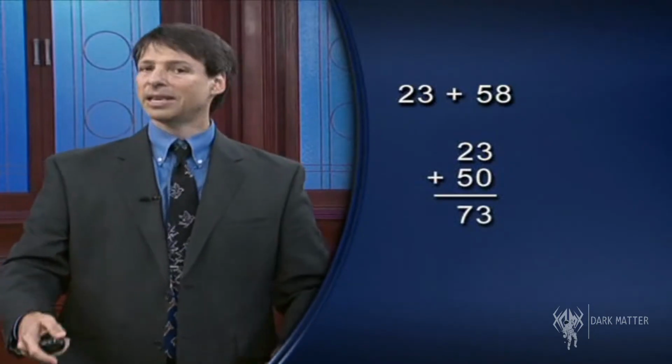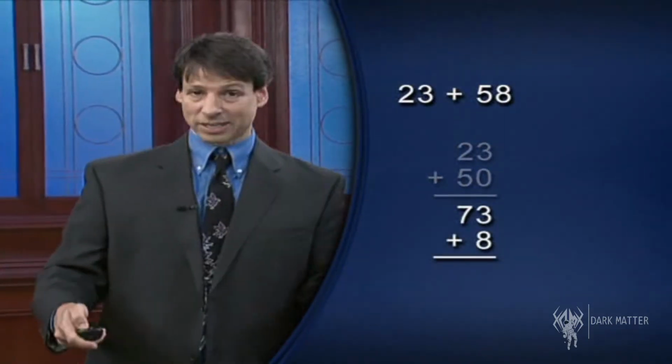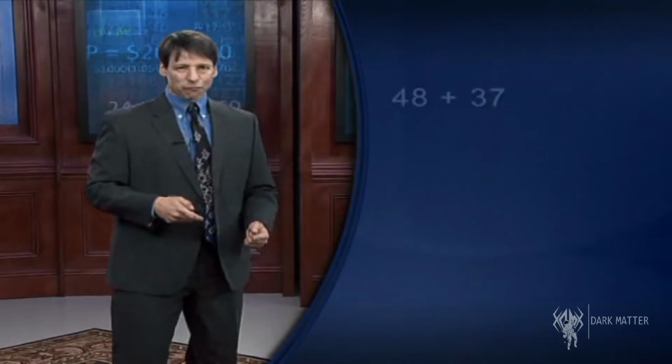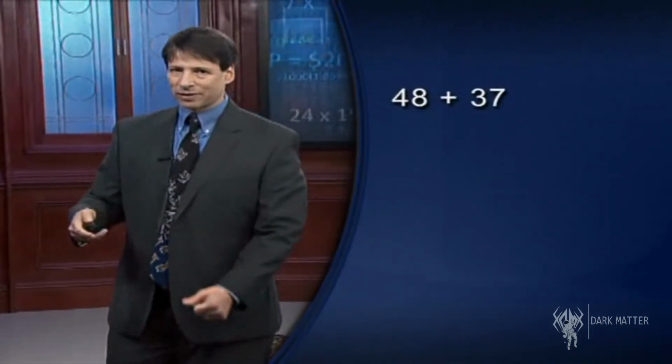Let's do 23 plus 58. First we add 50, then we add 8. 23 plus 50 is 73. Then we add 8. 73 plus 8, though it has a carry, doesn't bother us. That's 81. All right, let's try 48 plus 37.